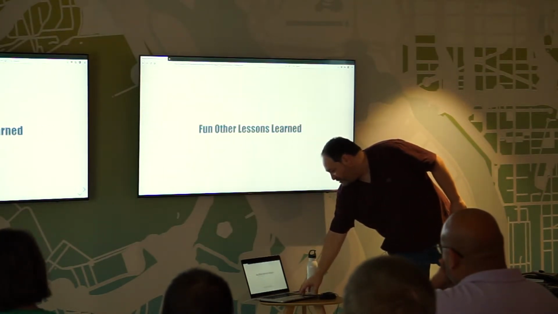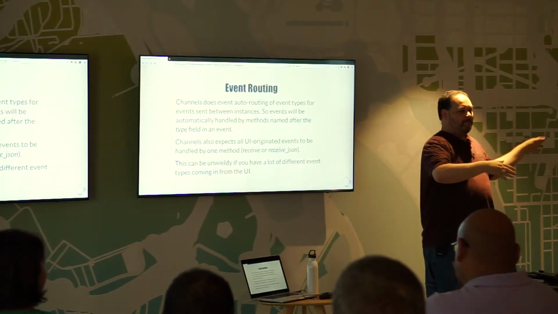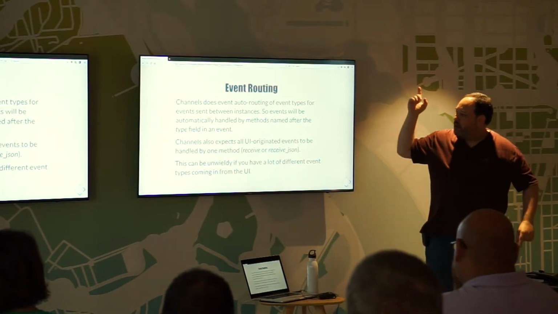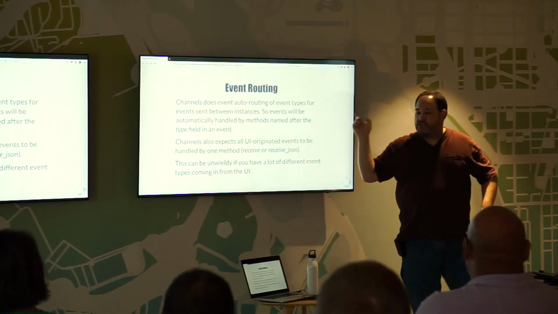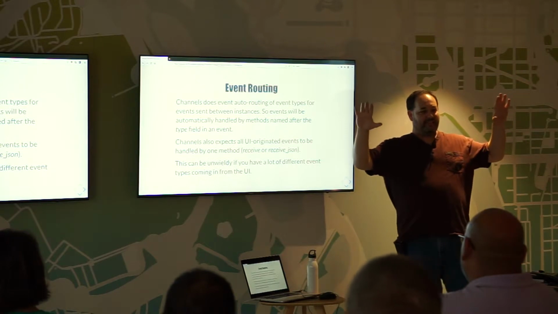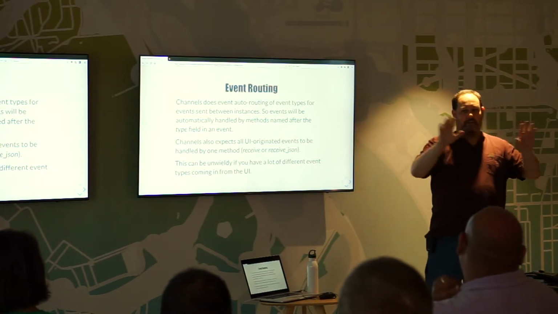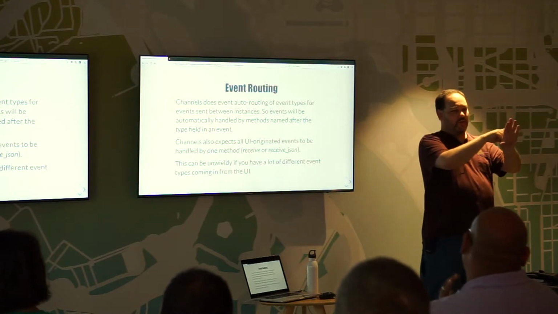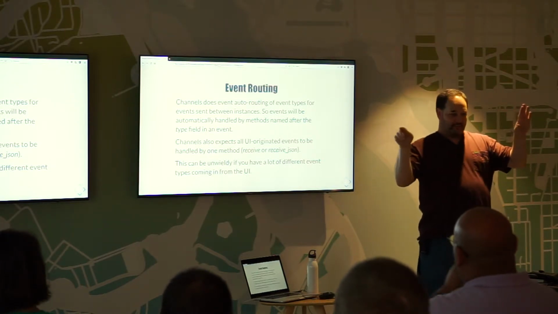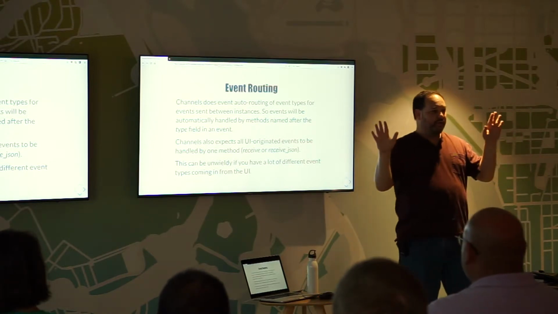And so, let's talk about the fun stuff. So that's the core. These are the normal things you're going to run into. Here's the stuff they don't tell you is going to happen. Channels will do event routing. So you can have two instances, two of those class instances I was talking about, send messages to each other. Say maybe user 1 wants to send a special message to user 2, and you can have the instance for user 1 send a message to the instance for user 2. Channels will auto-route those, which is actually really helpful.